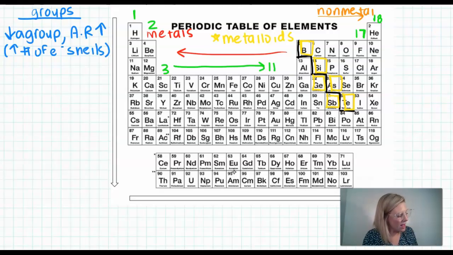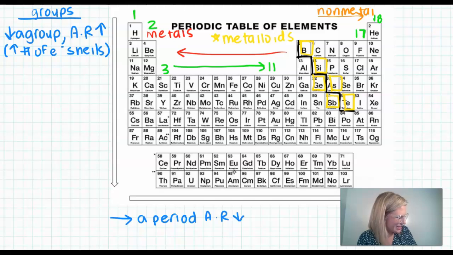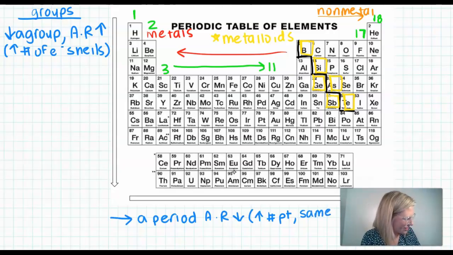And let's talk about the periods. So as you go from left to right, we'll do periods down here on the bottom. As you go from left to right across a period, your atomic radius decreases. And again, how do we remember that? Or what is really the cause of that? Again, that's due to increased number of protons or increased effective nuclear charge. Same shielding electrons.